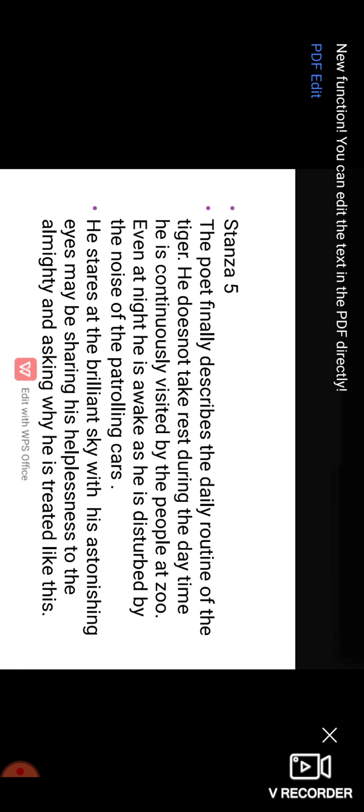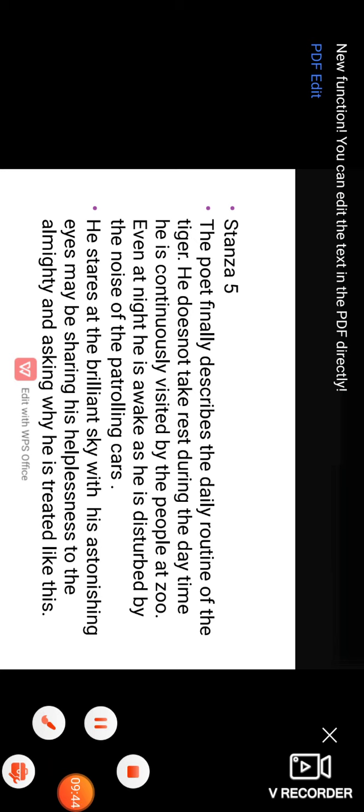The poet finally describes the daily routine of the tiger. He doesn't take rest during the daytime. He is continuously visited by the people at the zoo. Even at night he is awake as he is disturbed by the noise of the patrolling cars. He stares at the brilliant sky with his astonishing eyes, maybe sharing his helplessness with the Almighty and asking why he is treated like this.